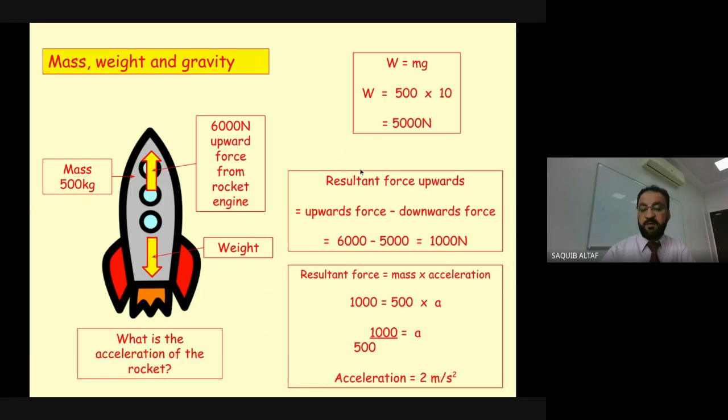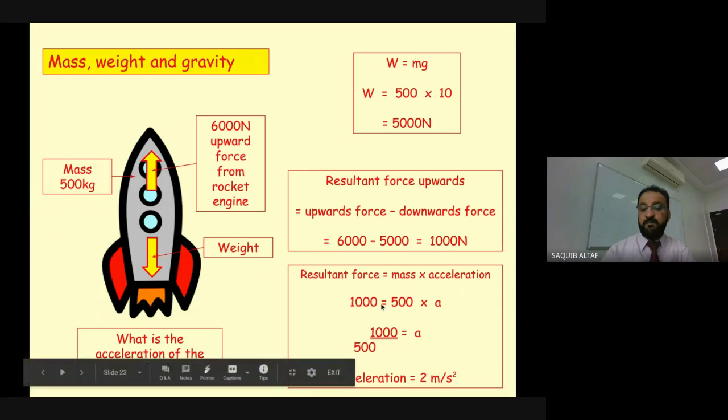Acceleration is basically the gravitational acceleration when it is moving upward. So 1000 is equal to 500 times a. So you can rearrange: a equals 1000 by 500. That is 2 meter per second square. This is the acceleration of this rocket in upward direction.